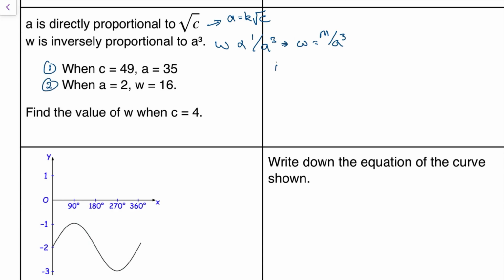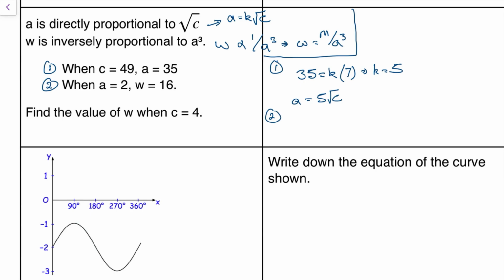So using 1, I can say that A equals K root C, C equals 49, A equals 35, so therefore 35 equals K times the square root of C, which is 7, which means that K is equal to 5. And that means that generally an equation that links A and C is that A equals 5 times the square root of C.